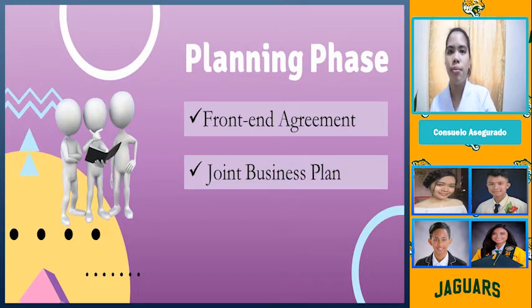Next is the joint business plan. It involves the parties creating a business plan that takes into account their individual corporate strategies and defines category roles, objectives, and tactics. This includes product types, minimum order quantities, lead time, and order frequency.